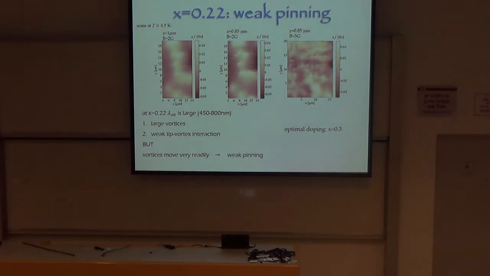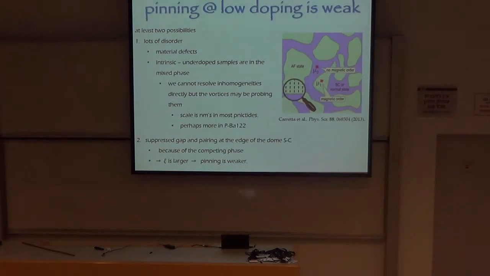So despite the fact that vortices are really big, so the force we're applying with the tip is very small, vortices are very weakly pinned in very underdoped samples. It's kind of counterintuitive. Usually when penetration depth is big, you can't apply very much force, and then you can't move things around too much.